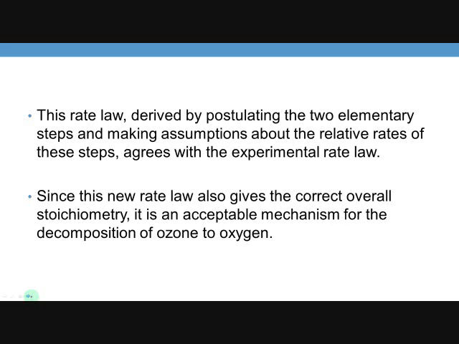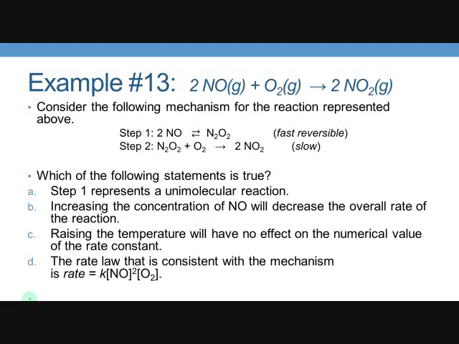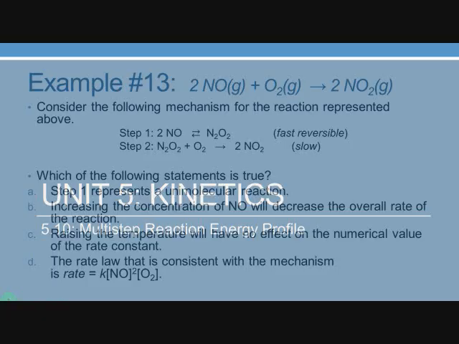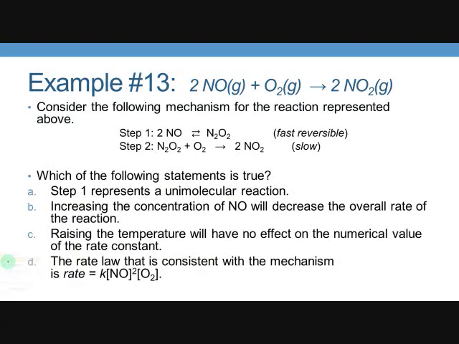So let's see an example of a multiple choice question with this. Considering our equation for nitrogen monoxide plus oxygen gas to make nitrogen dioxide, the following mechanism is proposed, where step 1 is a fast reversible step and step 2 is the slow step. So that means that step 2 would be our rate determining step. Okay, so that's slow. So theoretically, our rate law should match that.